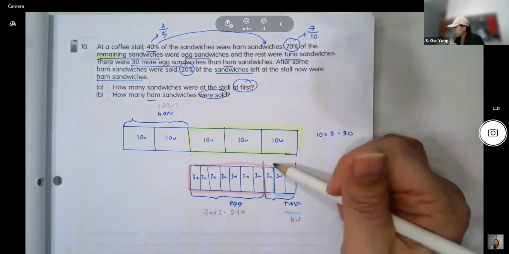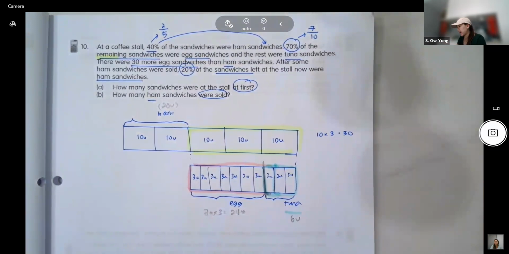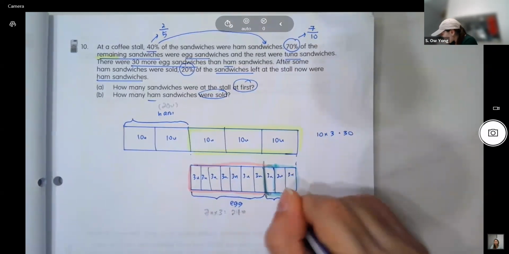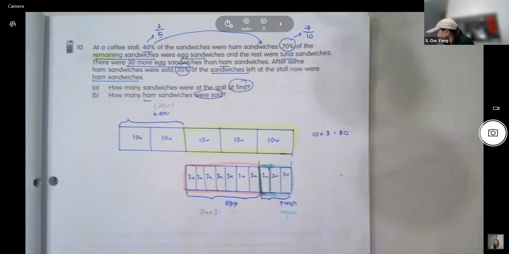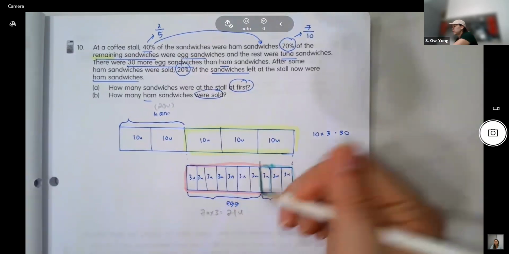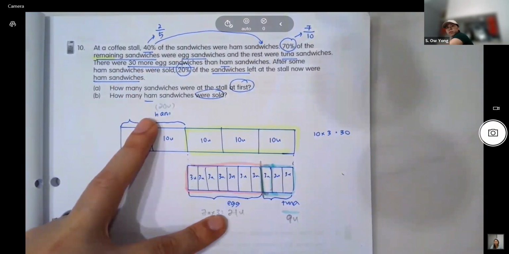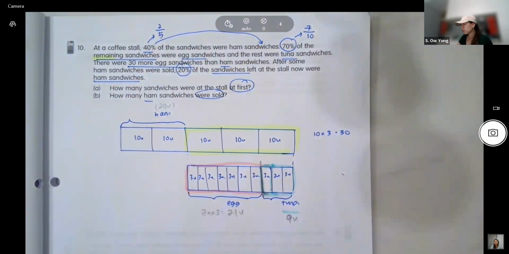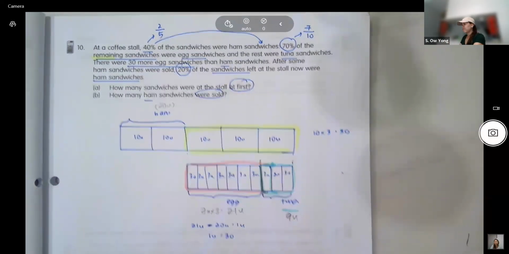Then this one, the green one, actually belongs to tuna. So tuna will have 9 units. Better quickly change the number to avoid confusion. So this is 9 units. This is 21 units. Now they say there are 30 more egg than ham. More egg than ham, so you take 21 units minus 20 units, give you 1 unit. 1 unit corresponds to 30. This link is very important.